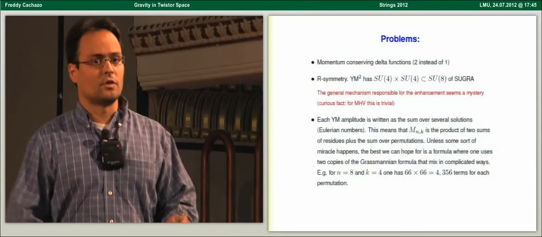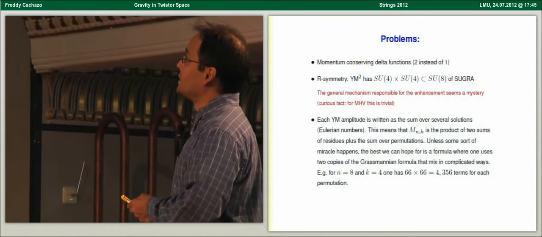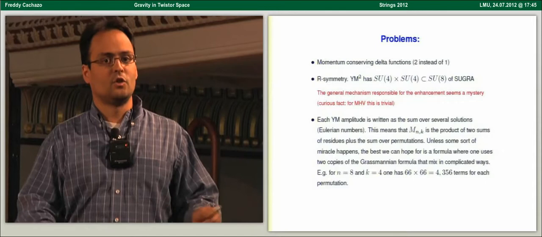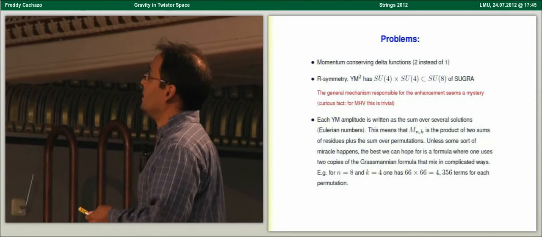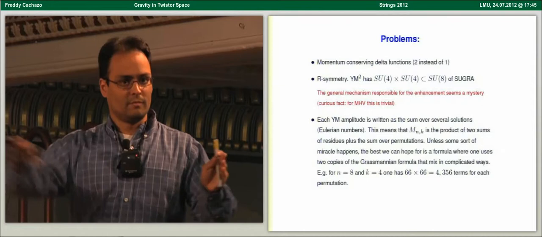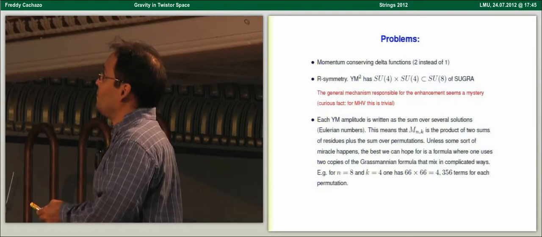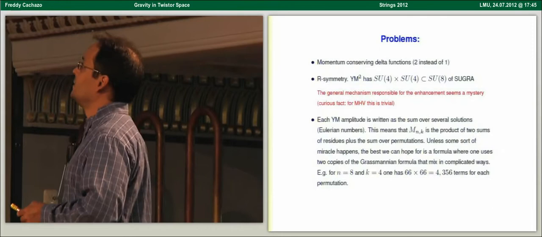Now, each Yang-Mills amplitude is written as a sum over several solutions. The total number of them are the Eulerian numbers. From now on, I'll be assuming that that's the correct answer. So, in other words, that the experiments that we did are actually true, valid for any n and k. This means that the gravity amplitude is the product of two sums of residues plus the sum over permutations. In other words, we will have many cross terms.